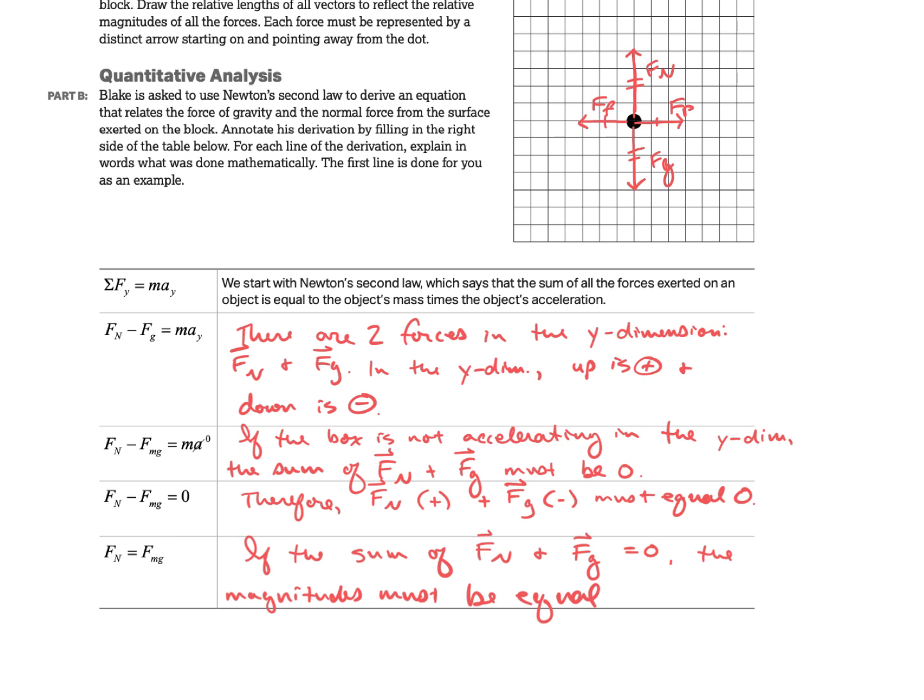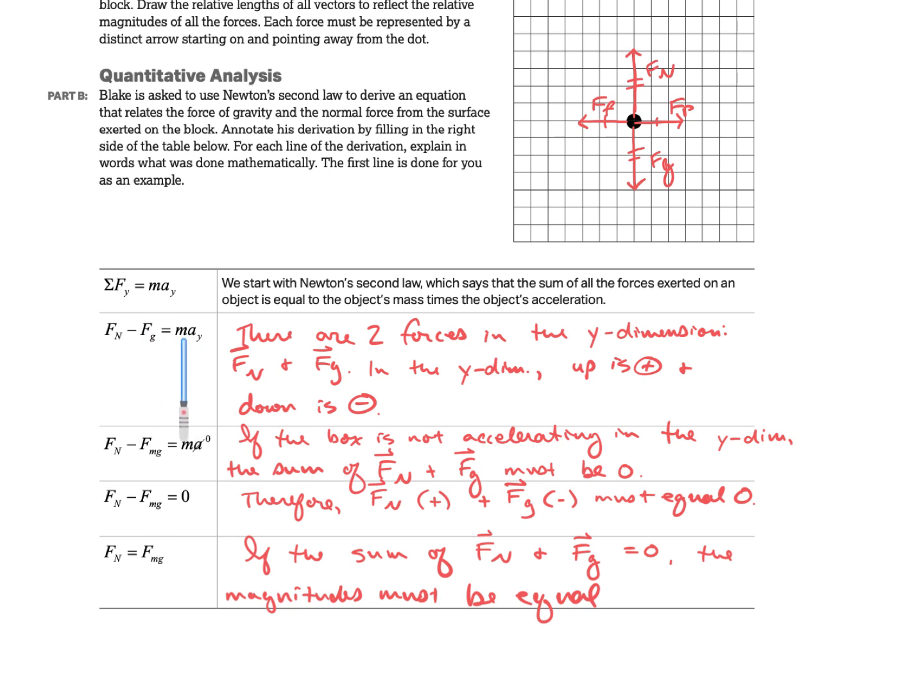Almost every single time you're supposed to analyze forces, you should consider what is the situation for Newton's second law. Is there an acceleration? And if yes, then the sum of the forces must not equal 0. If there is no acceleration, the sum of the forces do equal 0. So we're going to start this idea with Newton's second law, which says the sum of the forces exerted on an object is equal to the object's mass times the acceleration. So you're just using words to describe this math.